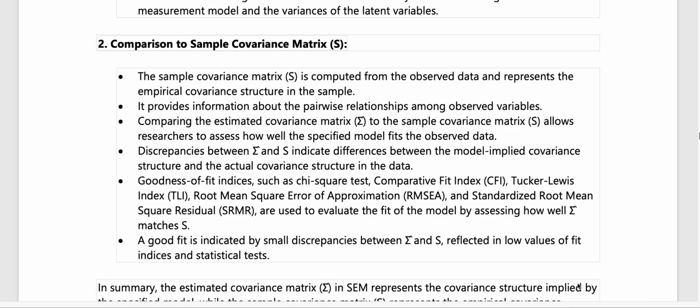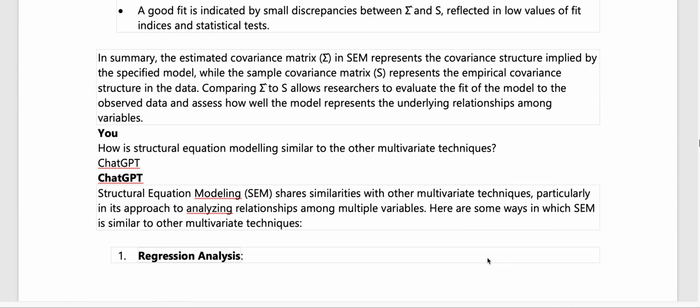A good fit is indicated by small discrepancies between sigma and S, reflected in low values of fit indices and statistical tests. In summary, the estimated covariance matrix, that is sigma, in structural equation modeling represents the covariance structure implied by the specified model, while the sample covariance matrix, that is S, represents the empirical covariance structure in the data. Comparing sigma to S allows researchers to evaluate the fit of the model to the observed data and assess how well the model represents the underlying relationships among the variables.